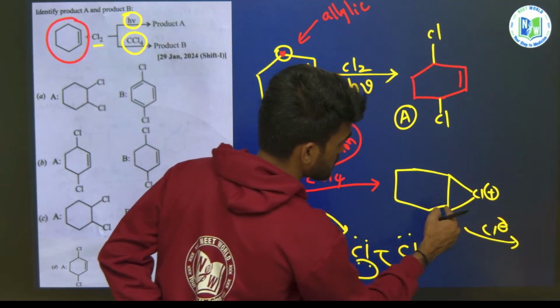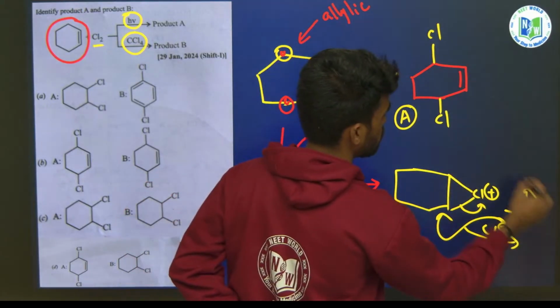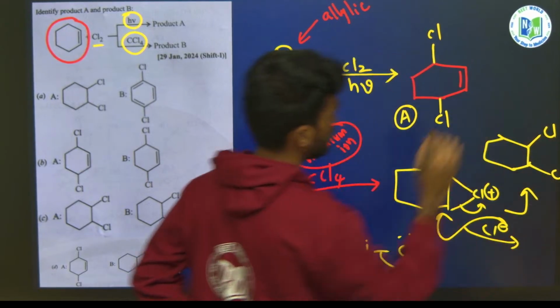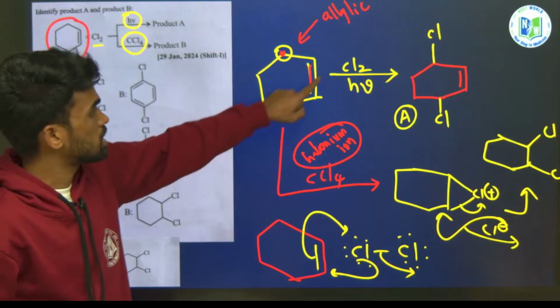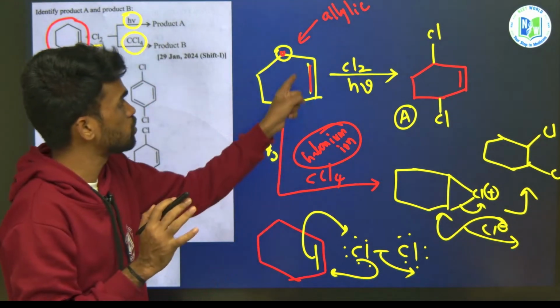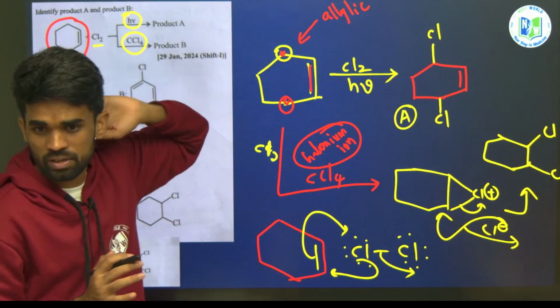This will attach either here or here. Just add here, and the ring opens, so that we will get chlorine here and one more chlorine here. Simple. If the chlorination is taking place in a non-polar solvent like CCl4, just remove the double bond and put a chlorine atom on the 2 carbon atoms wherever we have the double bond.